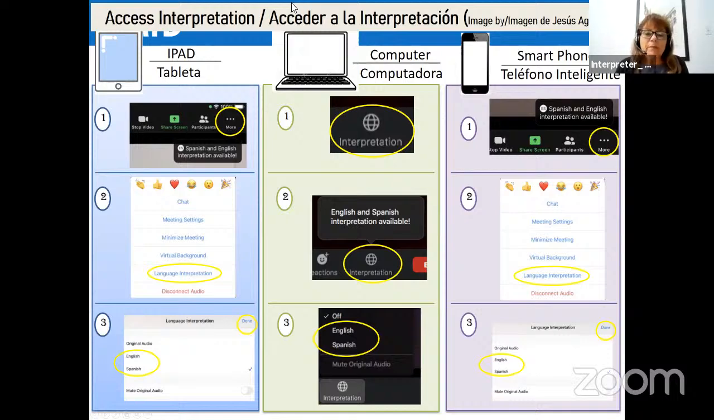Good afternoon. In order to provide language access, we will be offering interpretation, English and Spanish today. If you are not bilingual English and Spanish, you will have to make a selection.